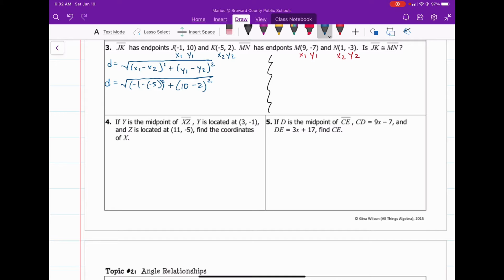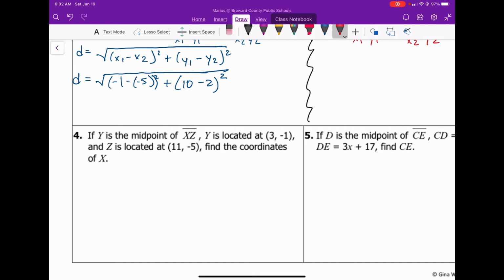Now, remember that right here we have double negatives, so that really becomes -1 plus 5, and -1 plus 5 is 4. So this becomes 4 squared plus 8 squared. 4 squared is 16, 8 squared is 64, and when you add those together, you get the square root of 80.